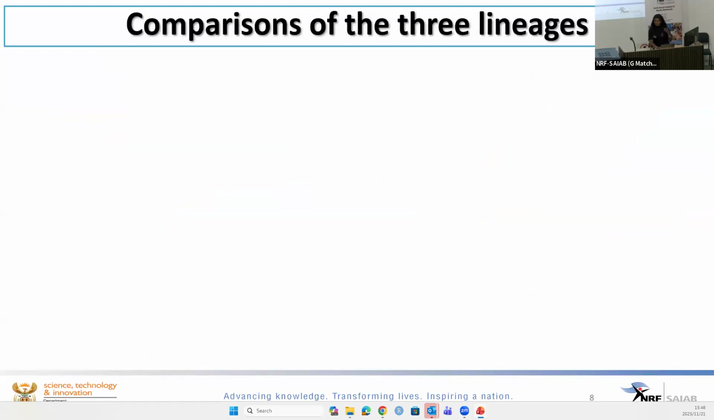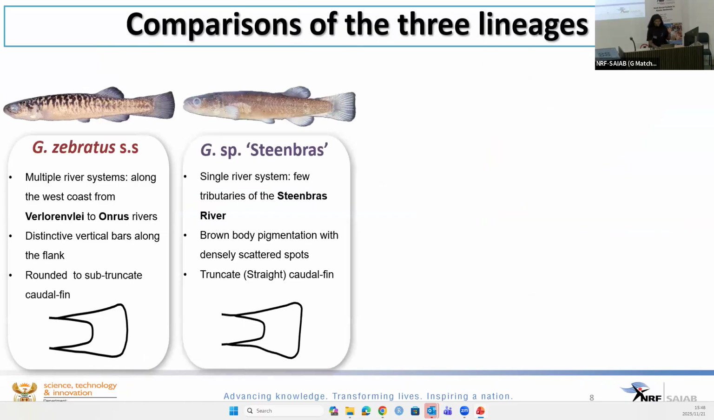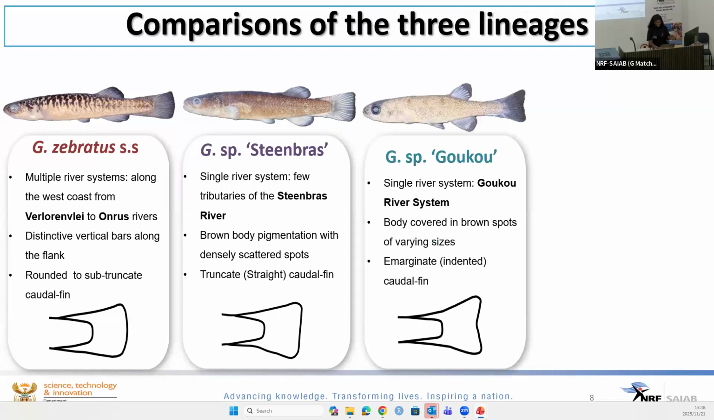And then we compared these 3 lineages with the true zebratus while looking at the morphological variation and the distribution. We saw that Galaxias zebratus was recorded from multiple river systems, and it has distinct vertical bars along the flank and a rounded to subtruncate caudal fin, whereas Stiembras was recorded from a single river system, and it has brown body pigmentation with densely scattered spots when compared to the true zebratus, and a more truncate fin. Thirdly was the Hoku, which was also recorded from a single river system, and it has a body that is covered in brown spots of varying sizes and a more indented or emarginate caudal fin.